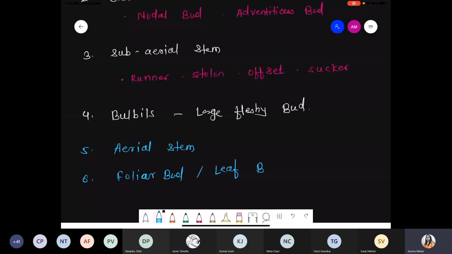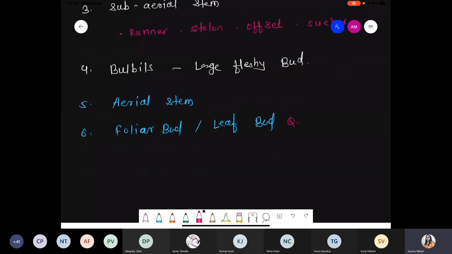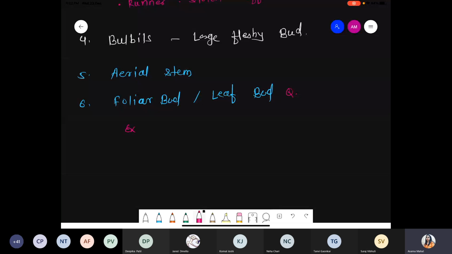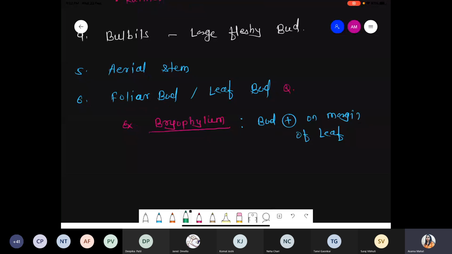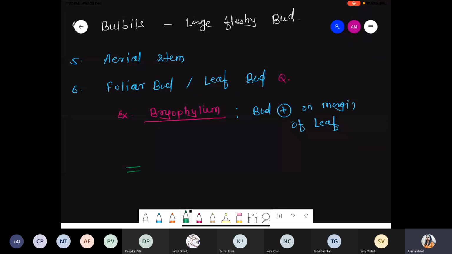Foliar bud is also called the leaf bud. Important question. We are looking at two examples here. First example, Bryophyllum. You know very well, in the case of Bryophyllum, there is a presence of the bud. That bud is called the foliar bud, and that bud is present on the margin of the leaf. Suppose this is the Bryophyllum leaf.